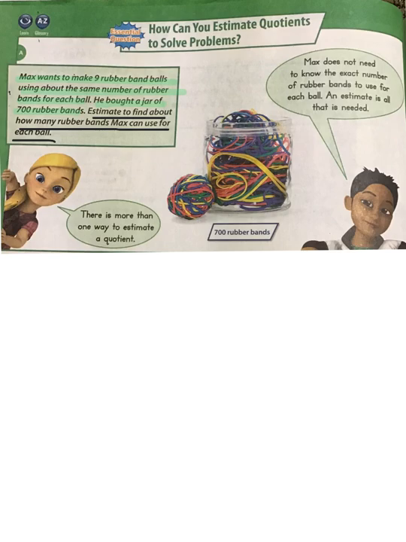Today we are not going to use rounding to estimate. Instead, we are going to use a compatible number. If we have a total of 700 rubber bands and we want to make 9 rubber band balls, we are going to divide 700 by 9. We also want to estimate, so we're not going to find the exact amount. When we use division with estimation, it's easier to use compatible numbers instead of rounding.